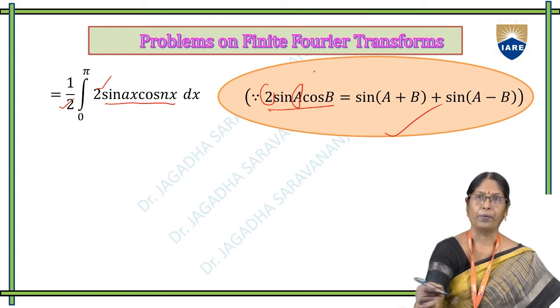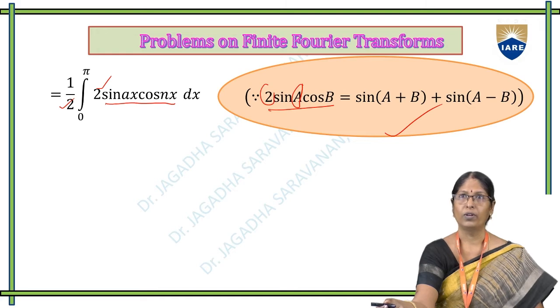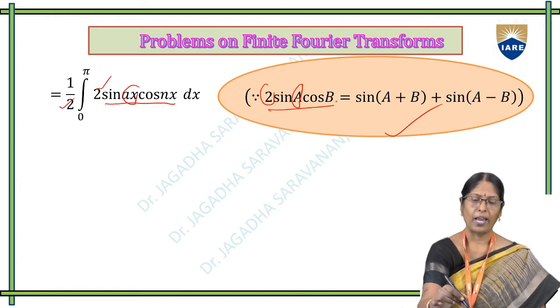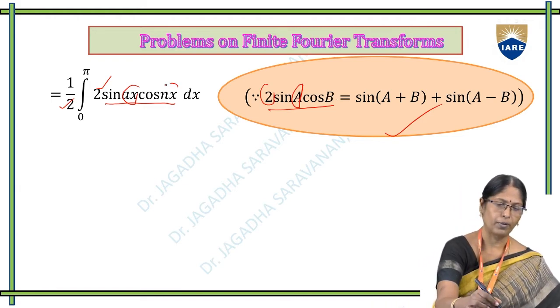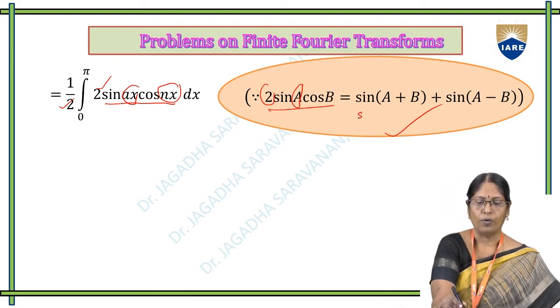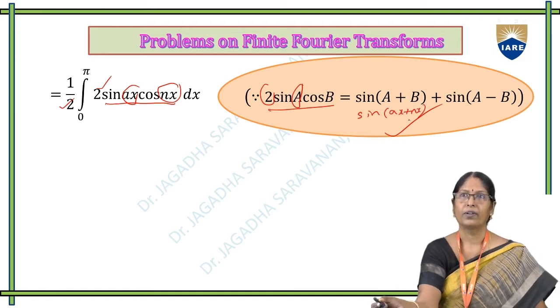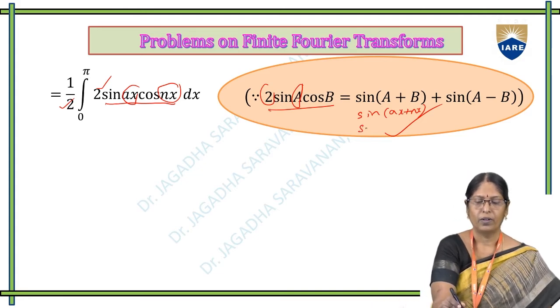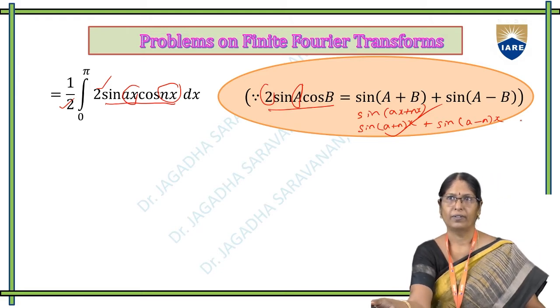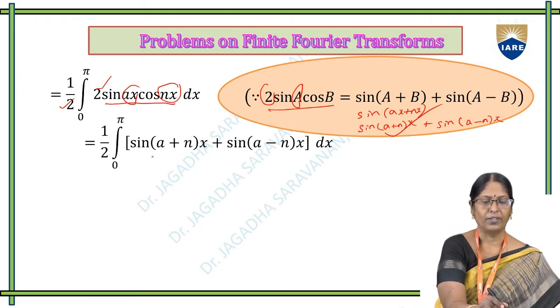The capital A, which plays a role in our problem, is ax. Capital B, in our problem, is nx. So sine of ax plus nx, where x is common, gives sine of a plus n of x, plus sine of a minus n of x. We can see it written here.